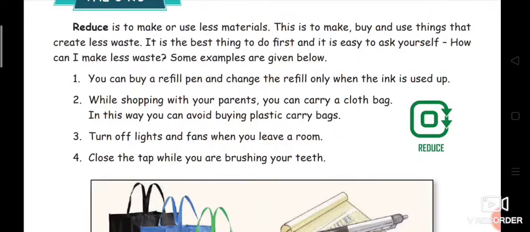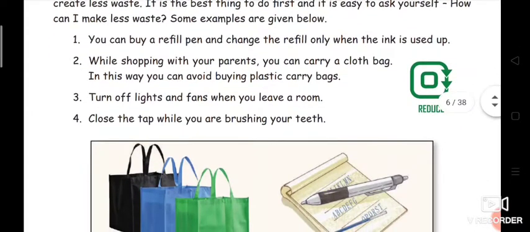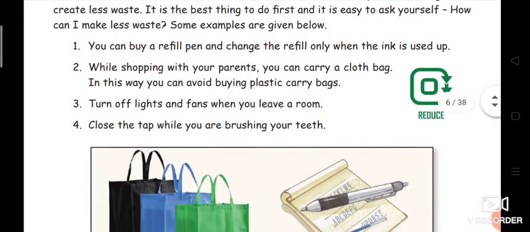The first point, you can buy a refill pen and change the refill only when the ink is used up. So after using the pen, what we will do, we will throw the whole pen and we will buy a new pen, right? We should not do like that. We can reduce the waste by buying only the refill, and you can add that refill to the pen. So in this way you can reduce the waste.